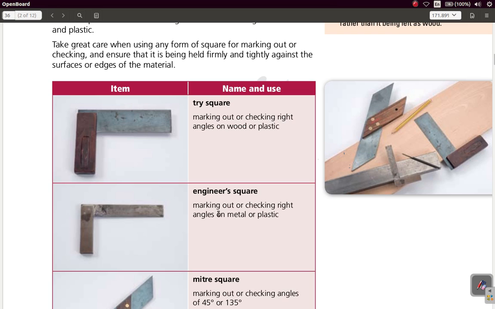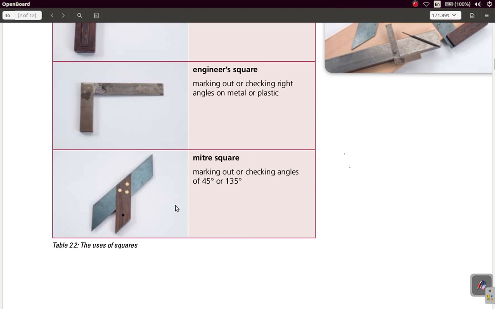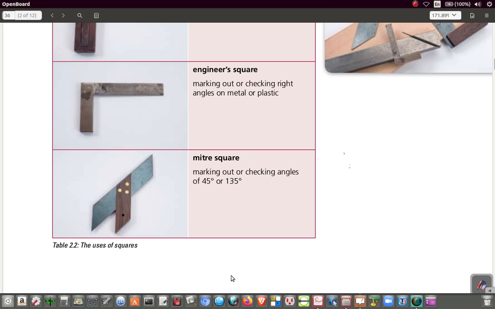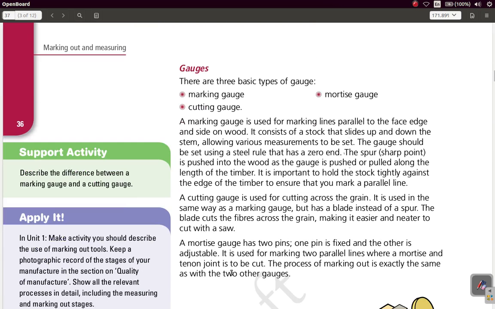You have the engineer square for marking out or checking right angles on metal or plastic. So the tri-square is on wood or plastic, engineer square on metal or plastic. And you have the metric square for checking 45 or 135 degrees. And we have gauges. We will look at gauges in a separate video.